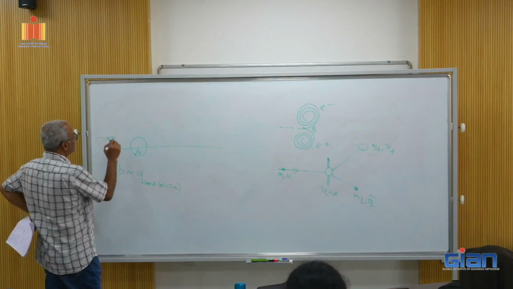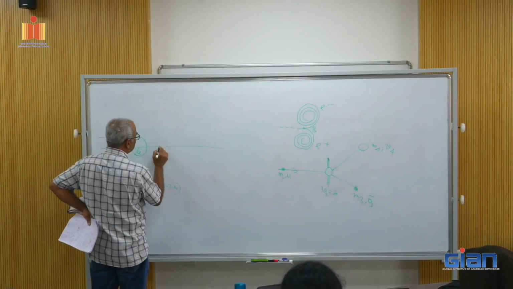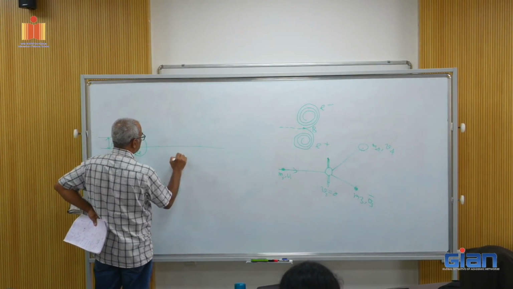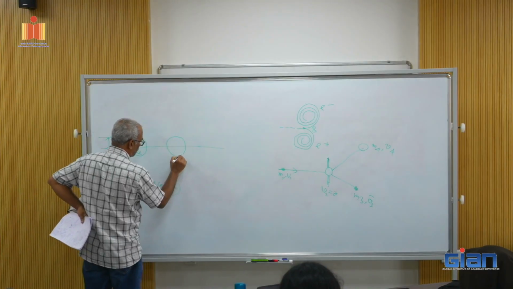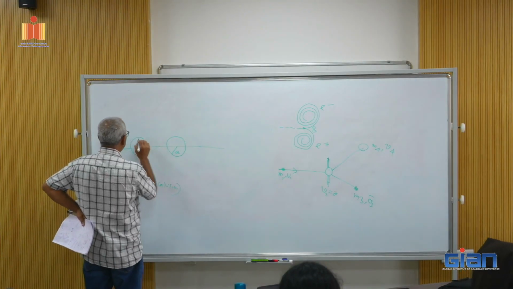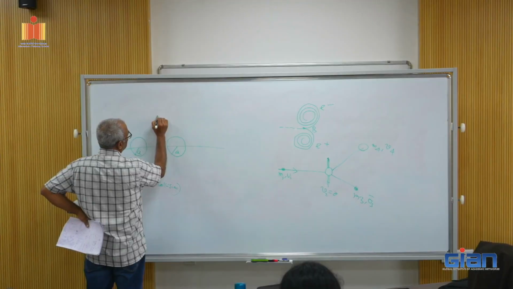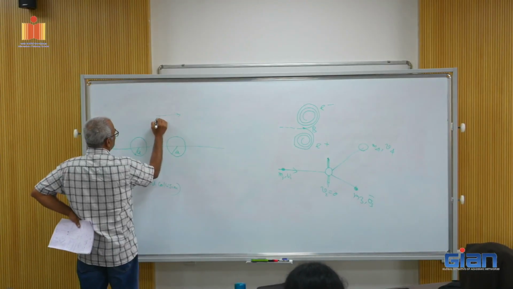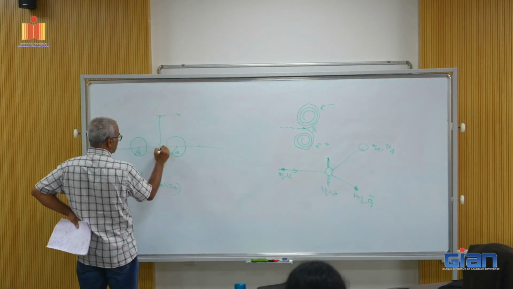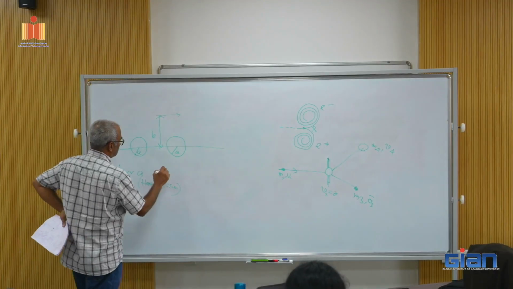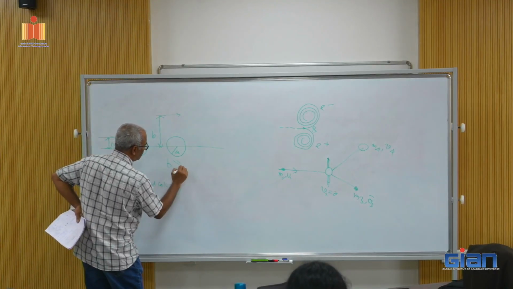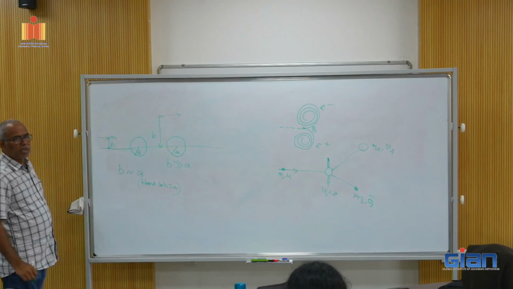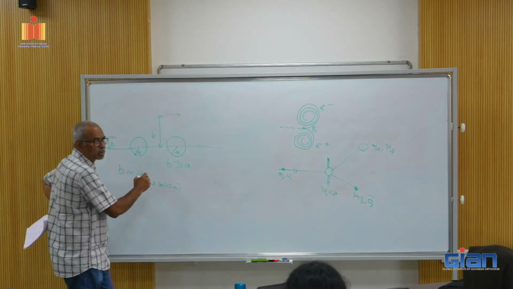Now suppose in a different case, same target A, but your B is very large. That means B is much greater than A, then this is called a soft collision.